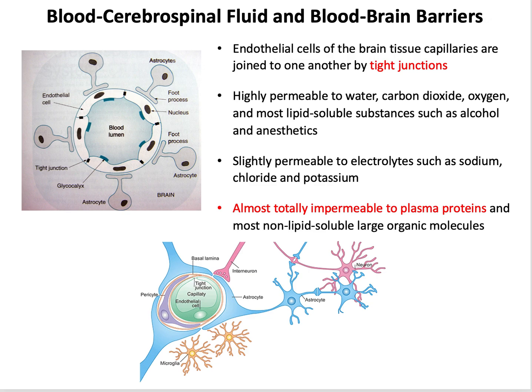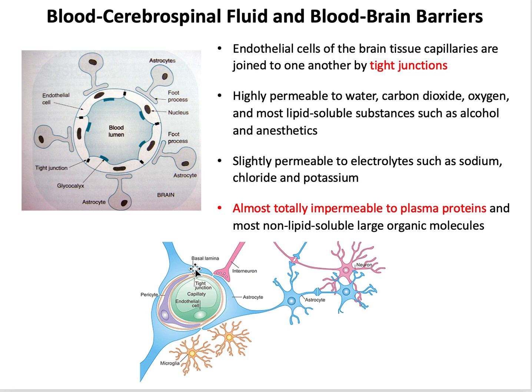And then, all right, so what's the concept of a blood-brain barrier? The blood-brain barrier is made up of three major components: the endothelial cells of the capillaries, astrocytes, which are neuroglial supportive cells, and pericytes. And it's these three primary structures that make up the blood-brain barrier.